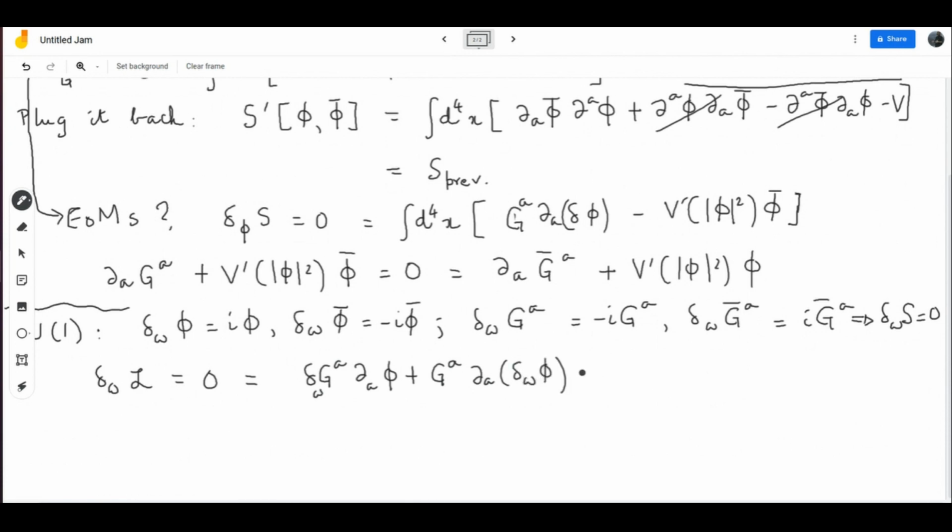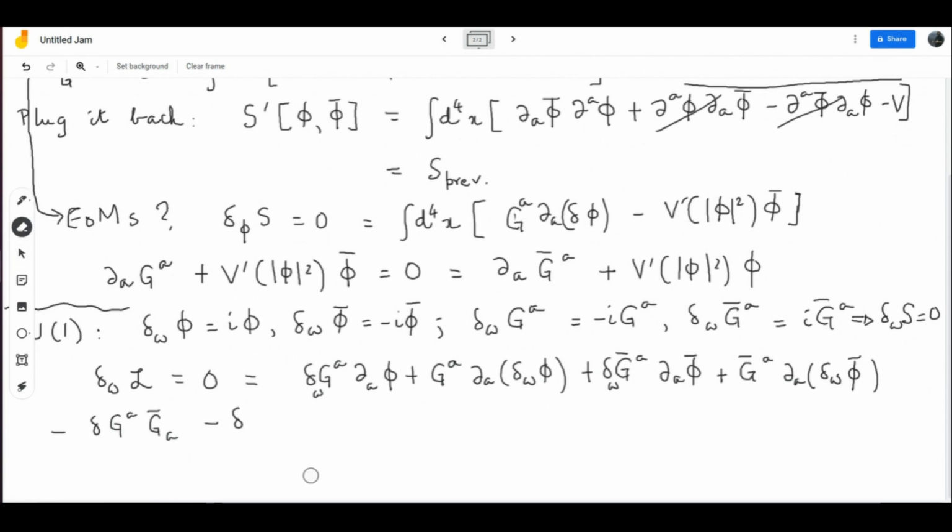So that's the first term. The other term we can write down directly. So delta omega G bar A del A phi plus G bar A phi bar, sorry, delta G bar A del A into omega phi bar, okay, minus delta GA G bar A minus, let's write it, delta G bar A GA.